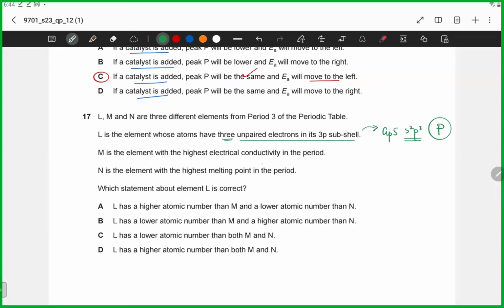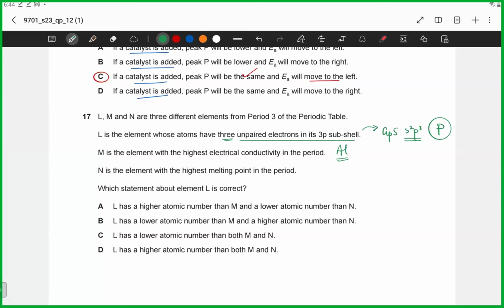M is the element with the highest electrical conductivity in the period. अच्छा, कौन सा? Na, Mg, Al, Si, P, S, Cl, Ar. I think it was Al. Yeah, Si नहीं, Si तो conduct ही नहीं करता, it is a semiconductor. ठीक है, aluminium is the one that's used in high voltage transmission because it has 3 valence electrons which get delocalized. ठीक है, तो वो Al हो गया.